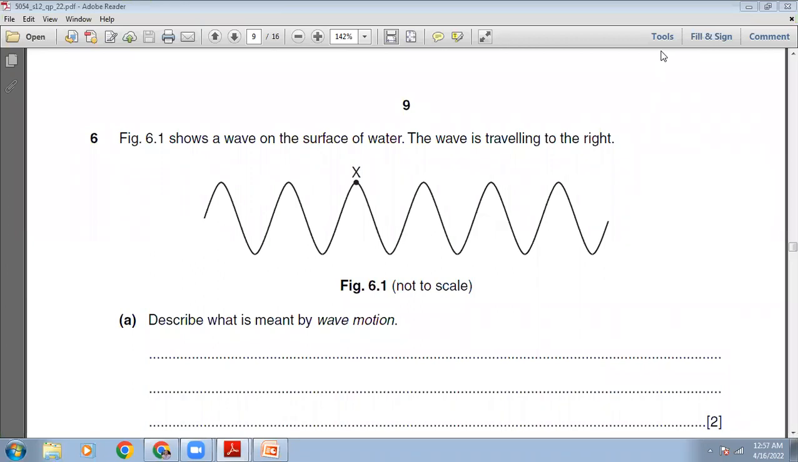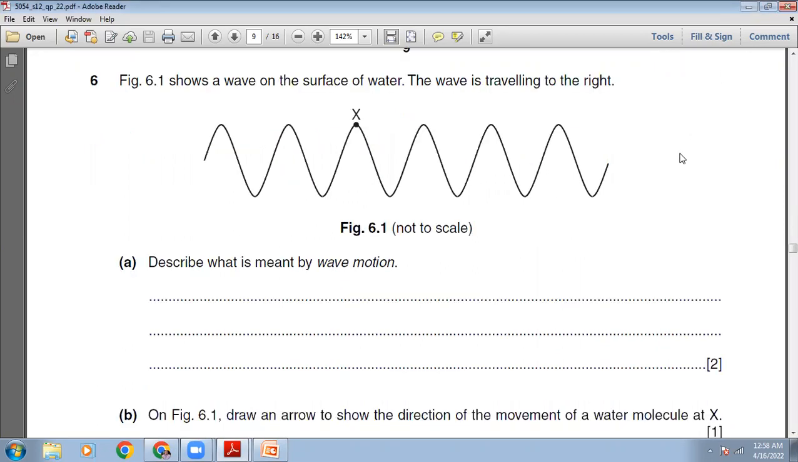Figure 6.1 shows a wave on the surface of water. The wave is traveling to the right. Describe what is meant by wave motion. Wave motion is a transfer of energy through a medium in which the energy travels from one point to another point in the medium, but the net movement of the medium is zero.